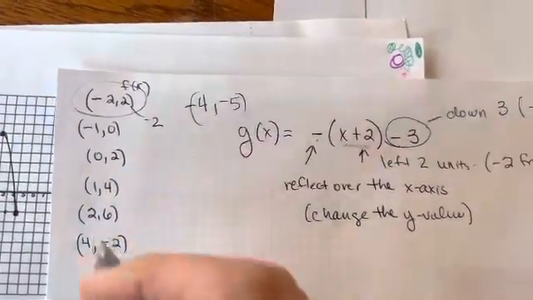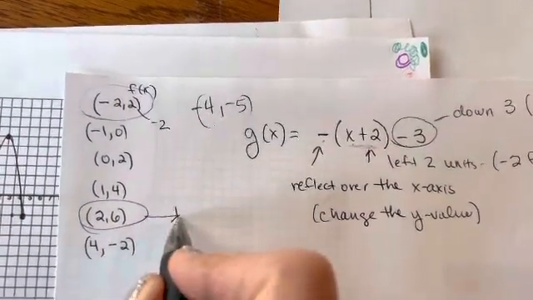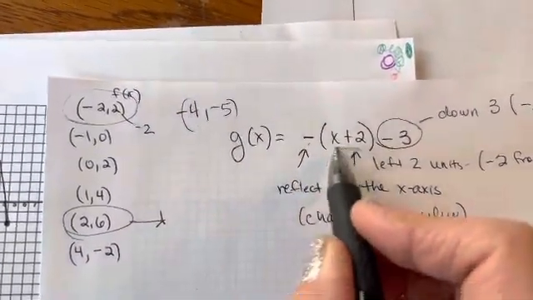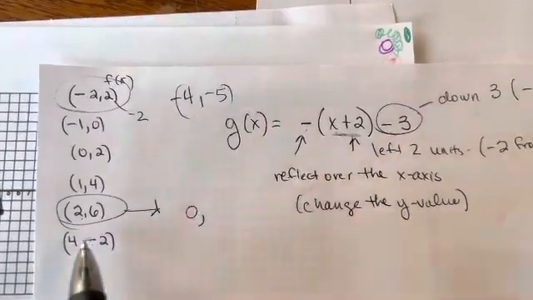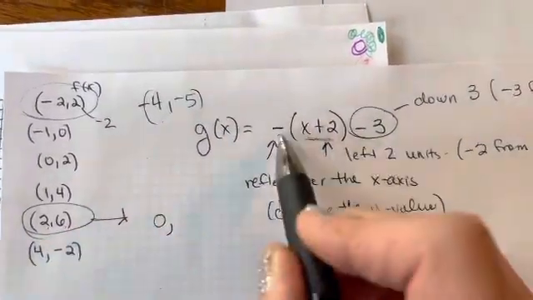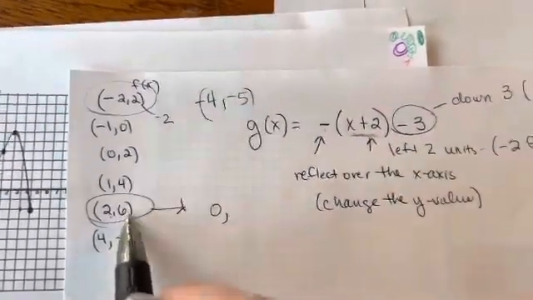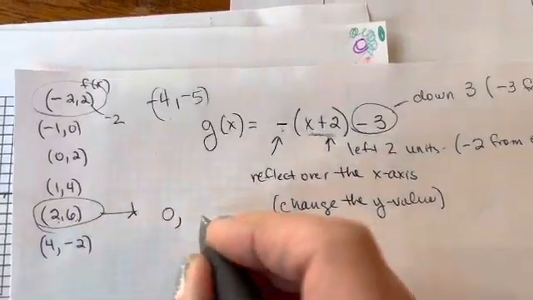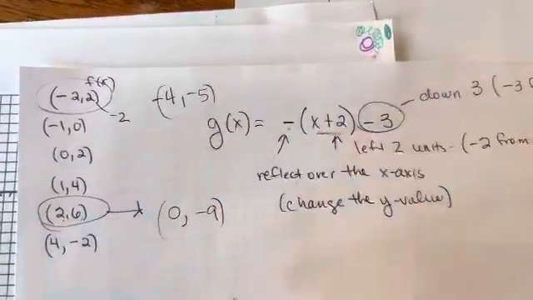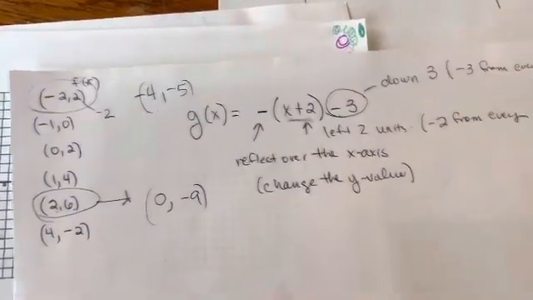And you're going to do that for every single one. Like, for example, let's do this one. You're going to subtract 2 from the x. Well, 2 minus 2 is 0. You're going to change the sign of the y because of this guy. That's going to make it a negative 6. And then subtract 3. Negative 6 minus 3 is negative 9. You're going to do that for every single one, and then plot your points, and you will have your new graph.